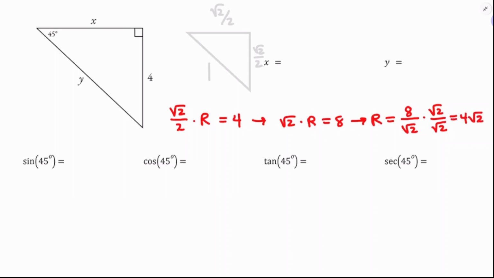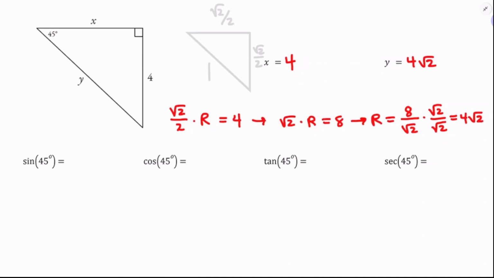Okay, so I need to multiply the 1 by 4 root 2 to get y. And then x, well, x is also going to be 4, right? It's a 45, 45, 90 triangle. We don't need to think too hard on that.